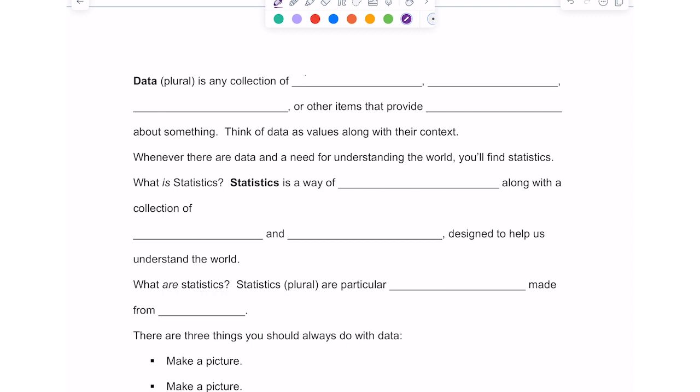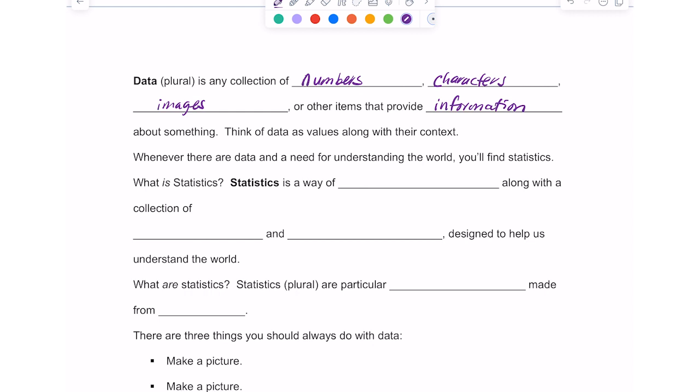One of those words that's really important is the word data, which we've seen and heard a lot. We live in an age of technology and an age of information, and we have lots of data all around us. Basically, data is any collection of numbers, characters, images, or other items that provide information about something. So think of data as values along with their context.